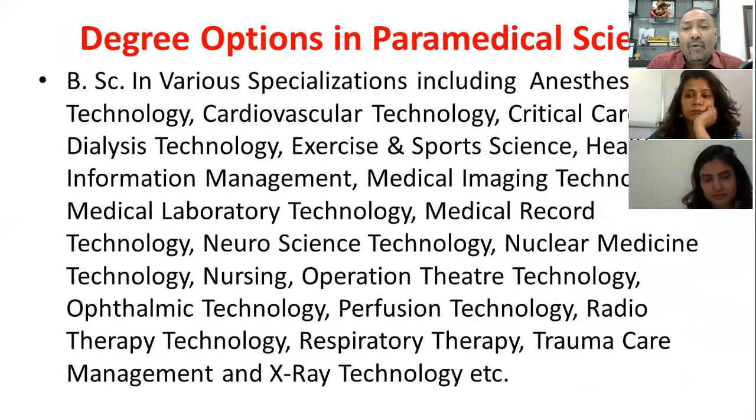Beyond that, you can go for paramedical sciences. Now, a lot of children don't know this, but within paramedical sciences, there are more than 30 different verticals which you can specialize in, starting from anesthesiology to cardiovascular, critical care, dialysis, exercise and sports, medical imaging, medical laboratory, medical record, neuroscience, nuclear medicine, operation theater, ophthalmic, perfusion, respiratory, trauma, X-ray, and so on. They are all different specializations within the BSc domain of paramedical sciences.